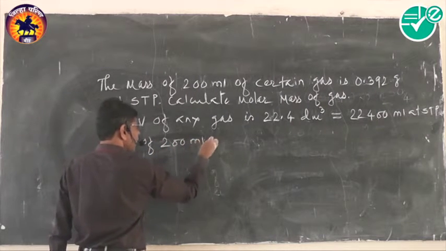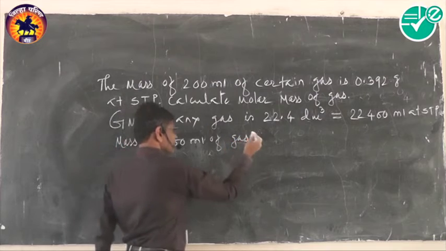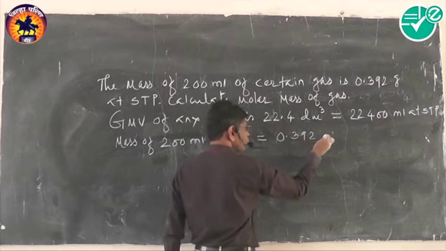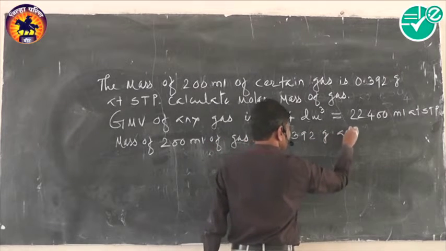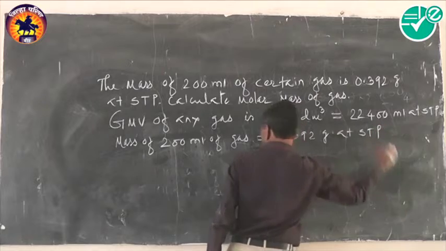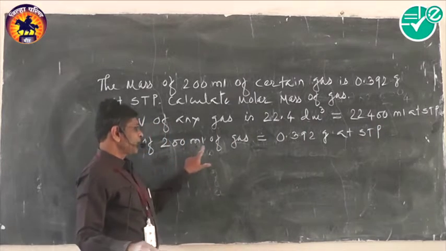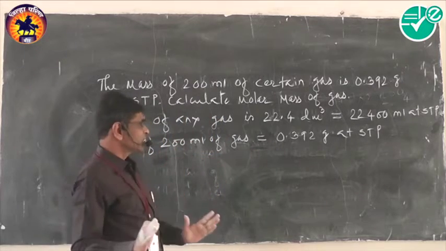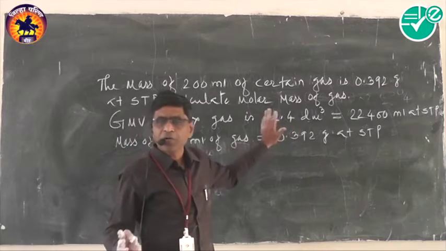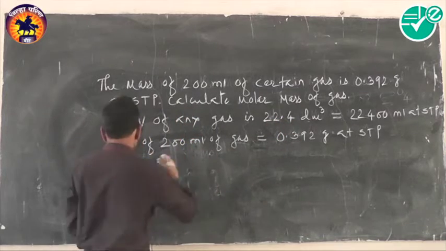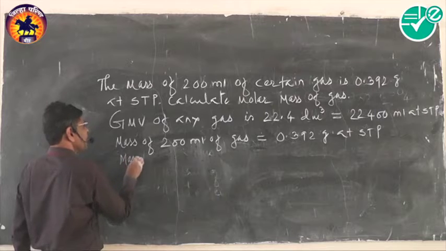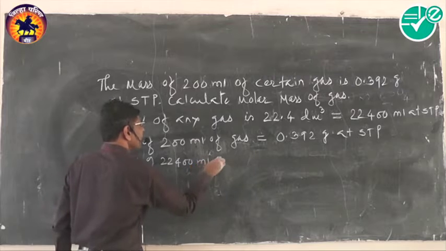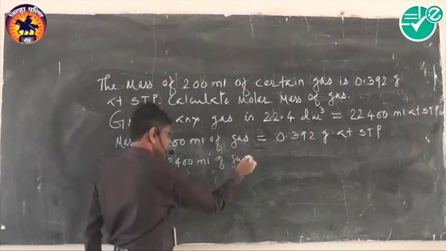mass of 200 ml of gas is equal to 0.392 gram at STP. Now mass of 200 ml of gas is 0.392 gram at STP. We have to calculate gram molar mass. It means we have to calculate the mass of 22,400 ml of gas. And thus remember, we have to calculate mass of 22,400 ml gas at STP.